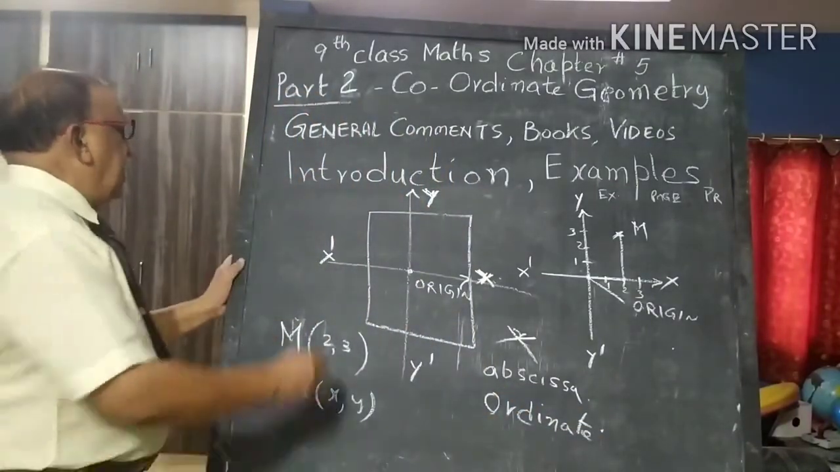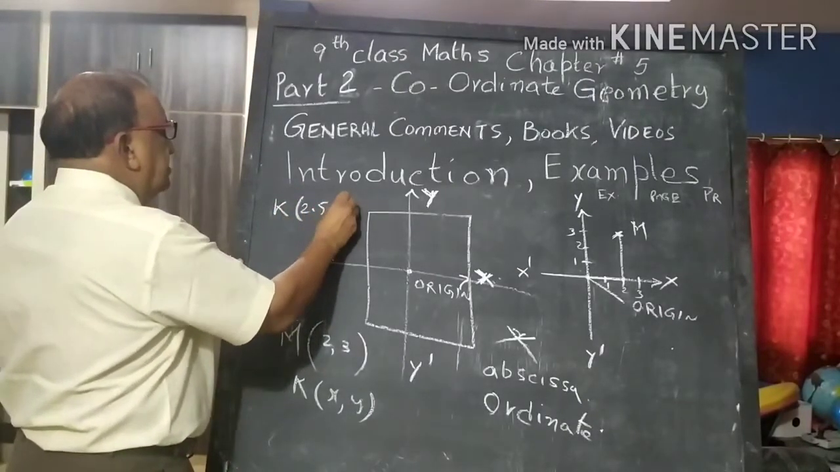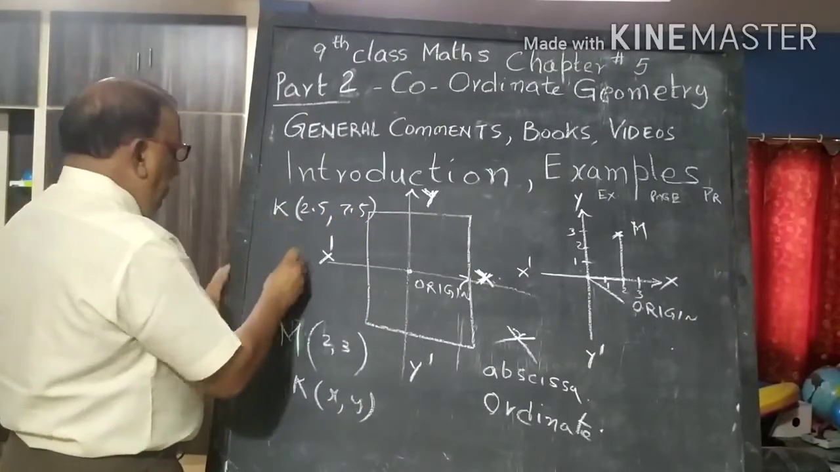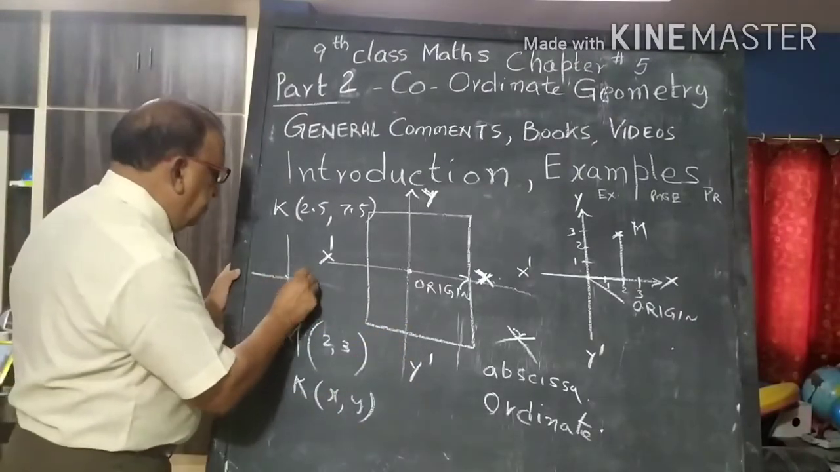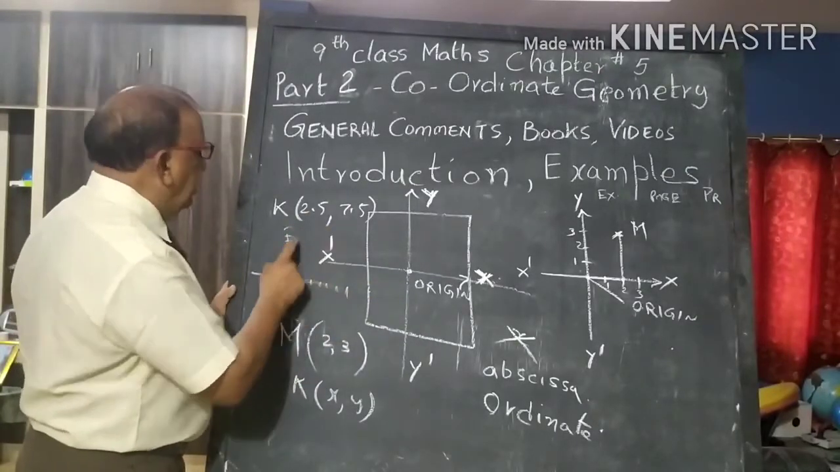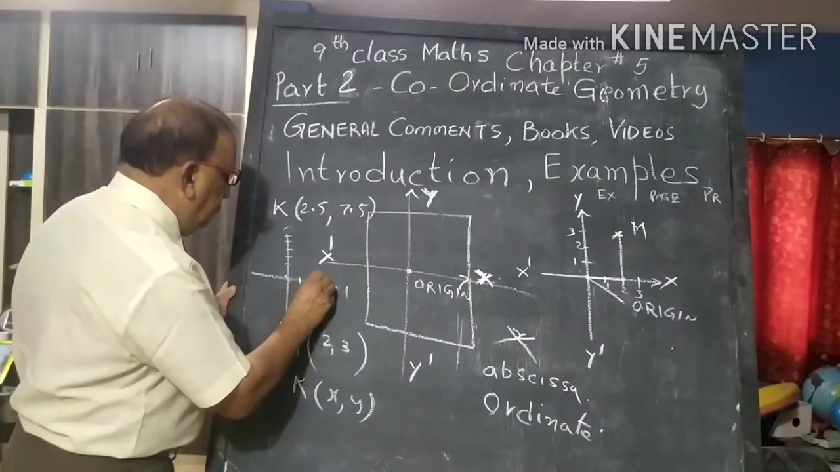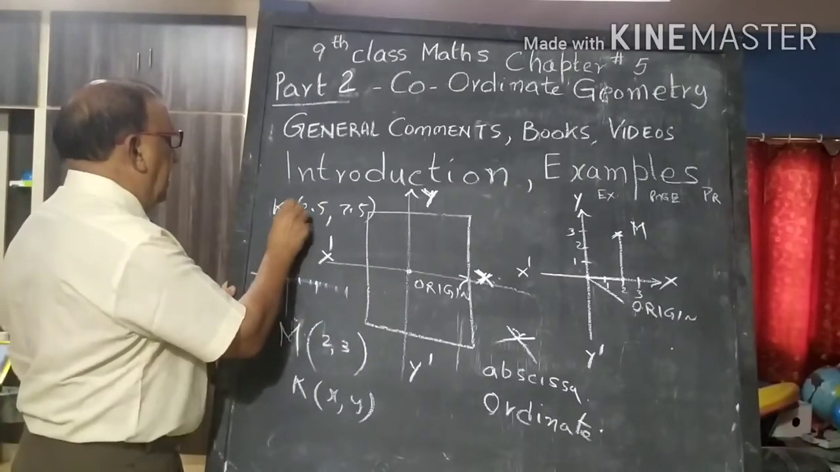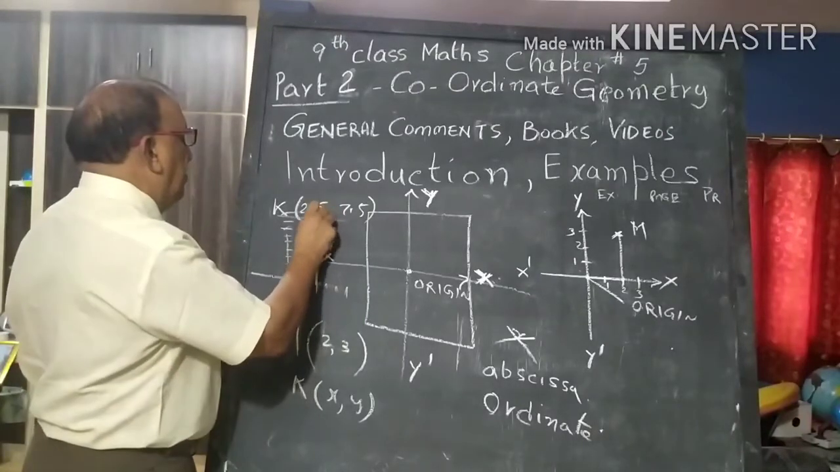So, if you say K(2.5, 7.5), let us say, that means K is in the first region. If you draw 2 lines like this, and there are 1, 2, 3, 4, 5, 6, 7 like that, and here similarly 1, 2, 3, 4, 5, this is 2.5, that means this is 2, then 1, 2, 3, that means 2.5 is here. Then 1, 2, 3, 4, 5, 6, 7, 8, so there is 7.5. So this is your point K.